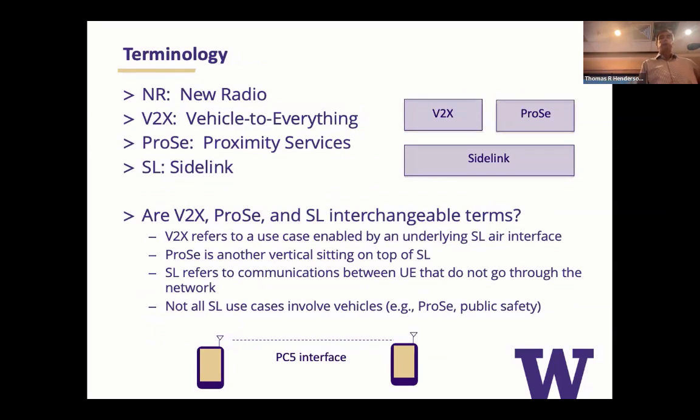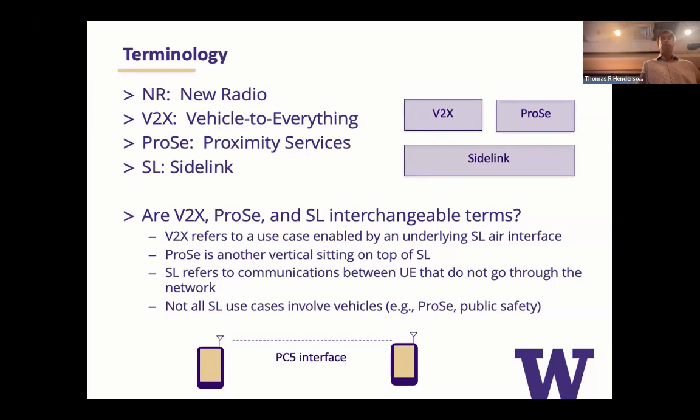So I'd just like to start by introducing some terminology because often people, in talking about this technology, bandy about the following acronyms: V2X, ProSe, SL for sidelink. Are these all interchangeable terms? So from my perspective and my understanding of it, V2X is an acronym referring to the use case that's enabled by an underlying sidelink air interface. And ProSe, proximity services, is another type of vertical sitting on top of the sidelink. And we'll hear a little bit more about that this afternoon.